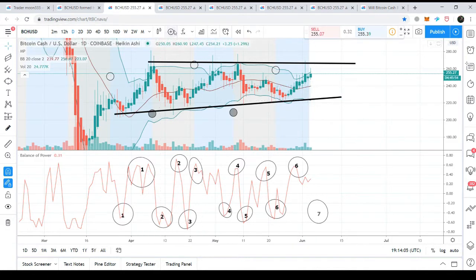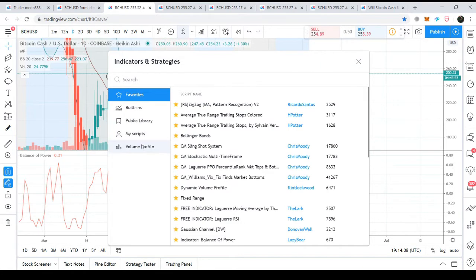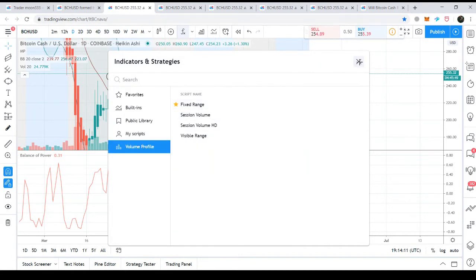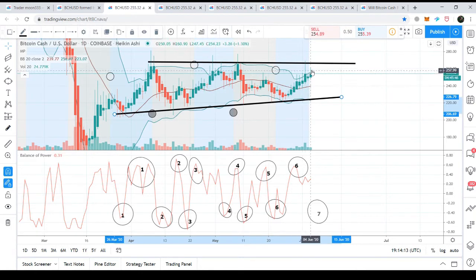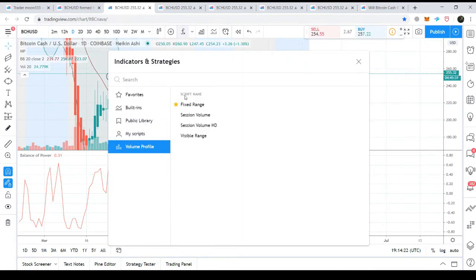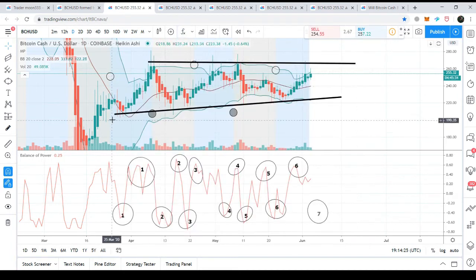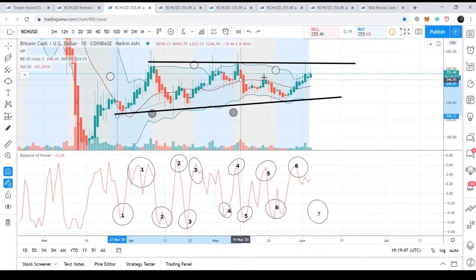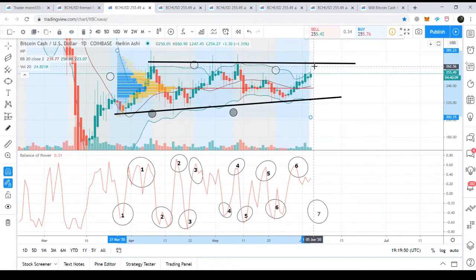However, if I place the volume profile indicator on the complete price action moving within this wedge pattern, this is a very important indicator. I always try to use this indicator whenever I find any pattern. I'm just placing this volume profile. Then it will tell us where the traders are interested to trade. I'm placing this volume indicator on the complete price action within this falling wedge, and we can see that this is the level where the traders are interested to trade, up to this level, and that is almost at $225.